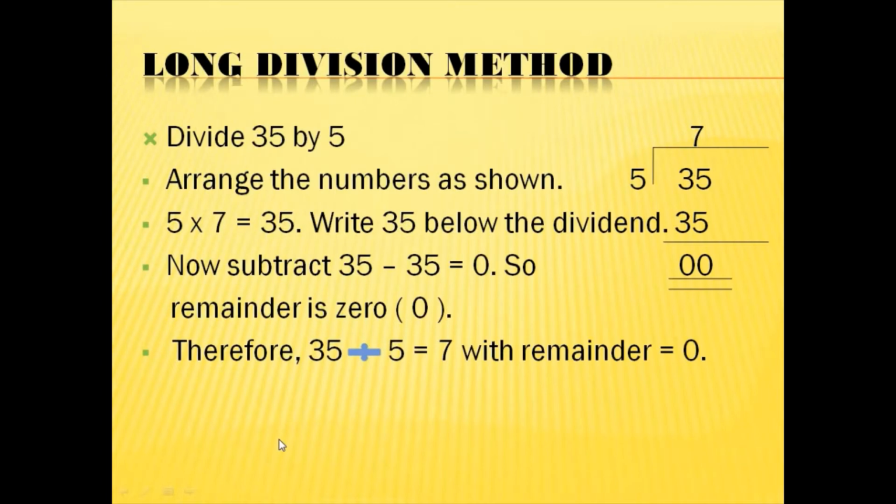Now we learn how to divide. For example, we take 35 divided by 5. Children, what is division? Division means dividing and grouping. That is, divide the number 35 into groups of 5. When we divide and group, we get 7 groups of 5.